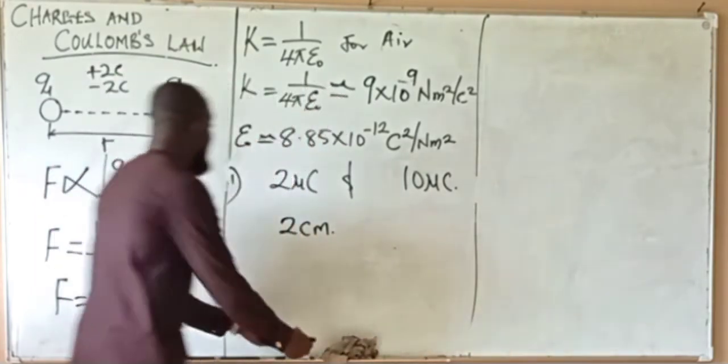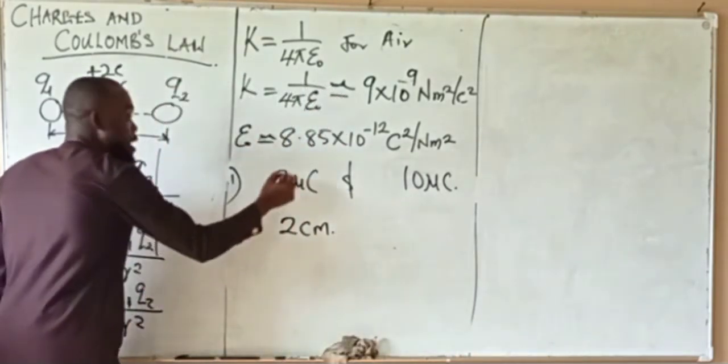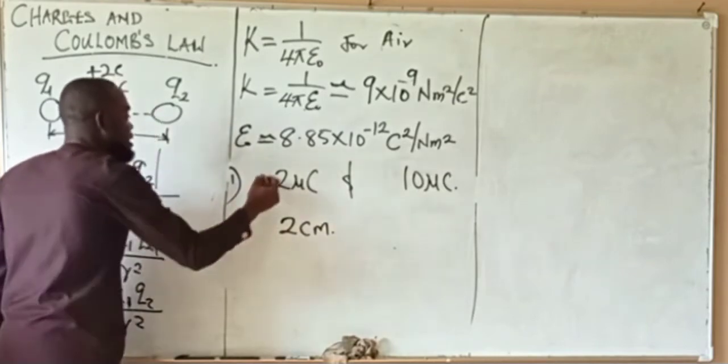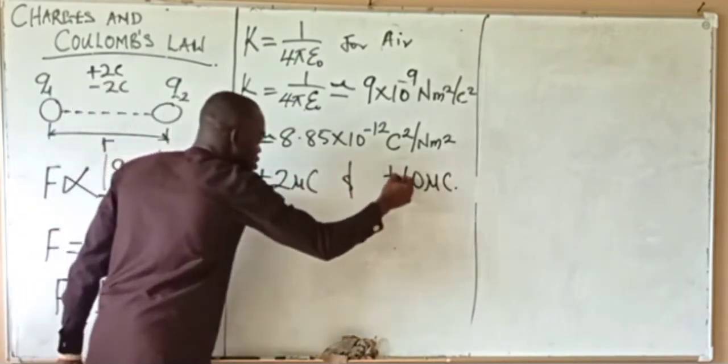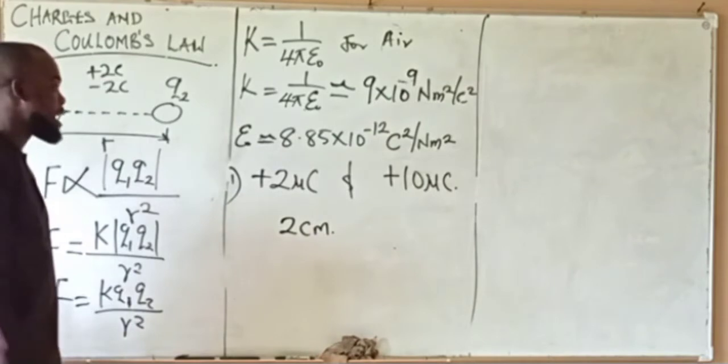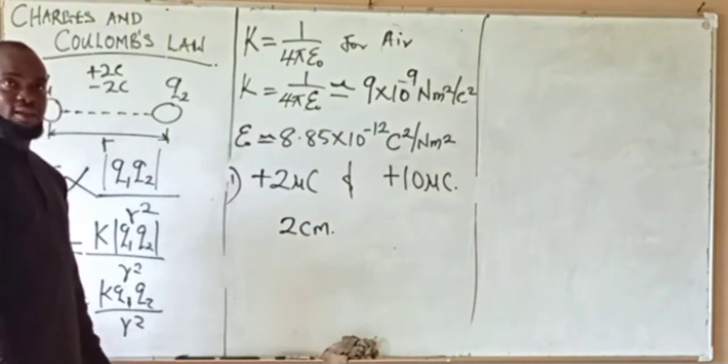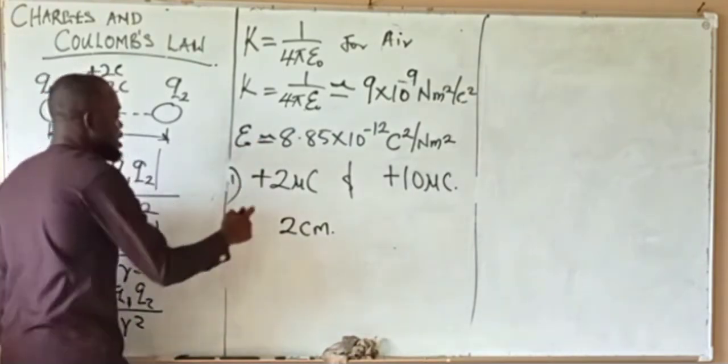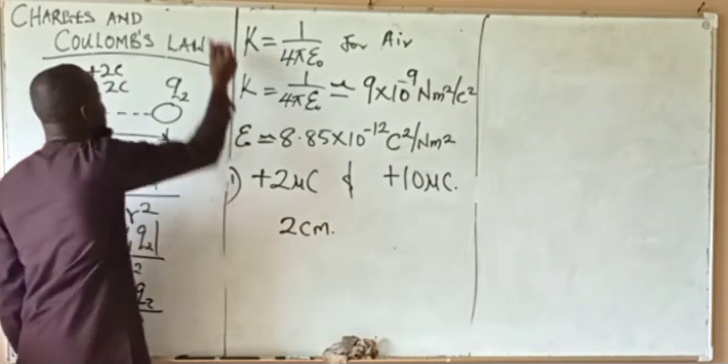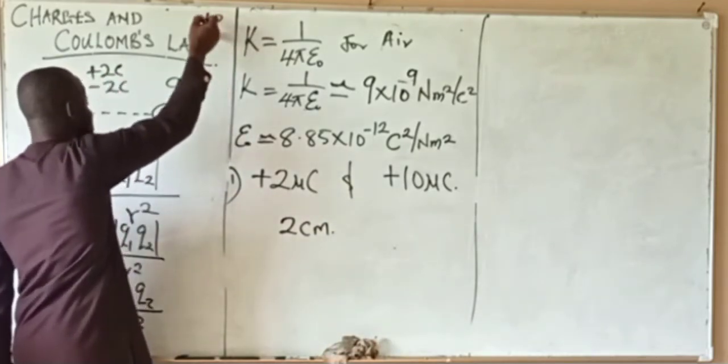How do you calculate that? Now, what is the value for our first charge? If the charge doesn't have a sign, it's a positive charge. Take note of that. You can also see it this way: plus 2 microcoulomb and plus 10 microcoulomb. They are positive. Then, if a number doesn't have a sign, let's say 10, this 10 is plus 10.